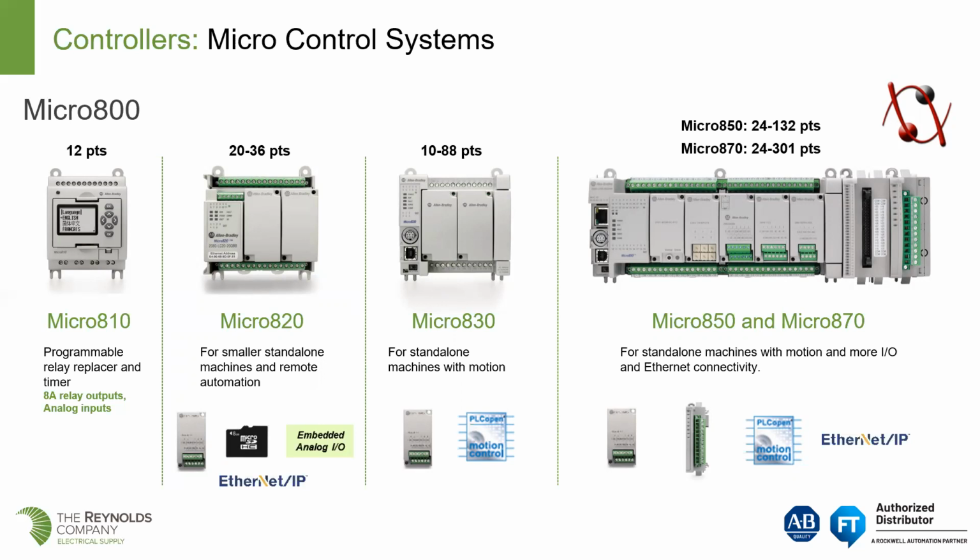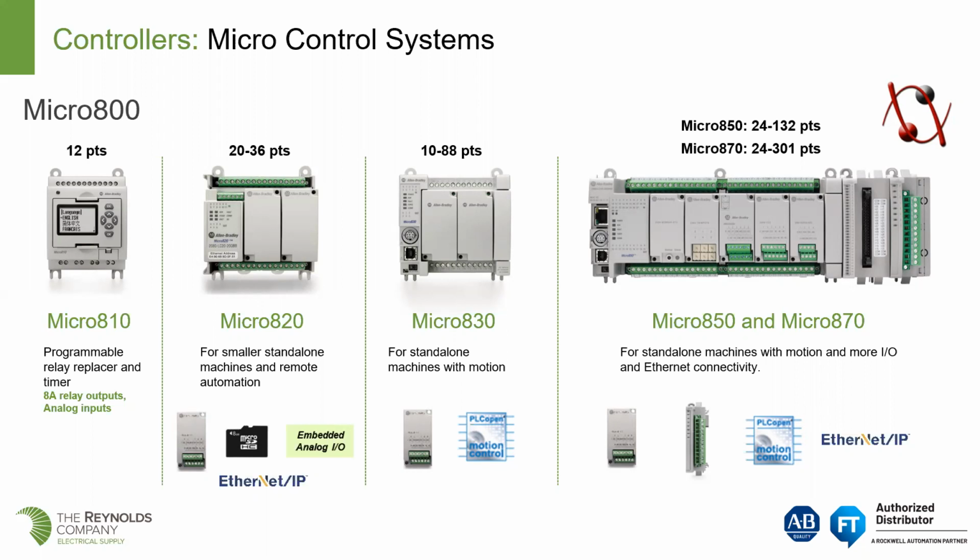The Micro 820 is really when we kind of get into that PLC functionality. And it's a smaller system, 20 to 36 points. It's got Ethernet IP. It's got some other features that you would expect in a controller that we'll talk about. Then the 830 is the smallest micro that supports motion. So you can do simple motion with the Micro 830. Does not have Ethernet IP. So small, very small motion standalone systems.